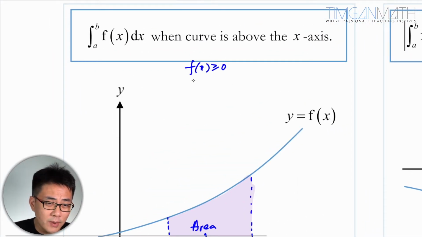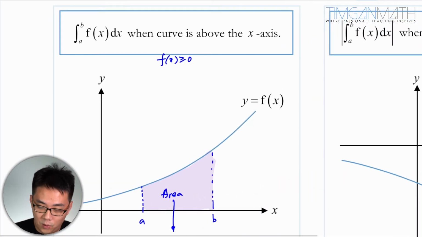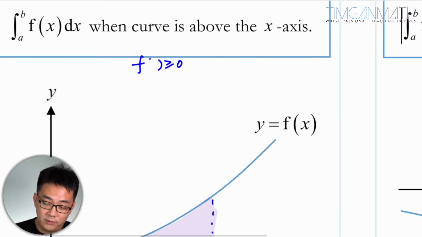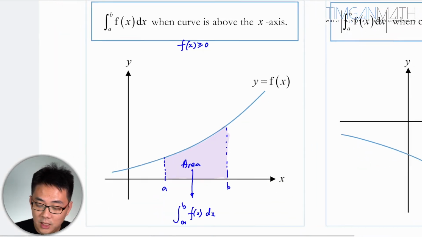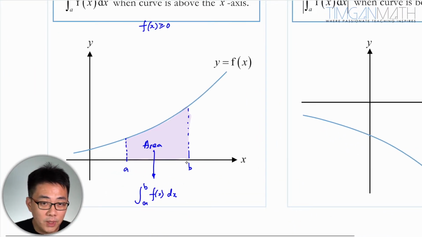You don't need to know this, but essentially it just says that the curve is above the y-axis. So f(x) bigger than 0 just means the curve is above the x-axis here. So generally, if you want to find the area here, this is pretty straightforward. Make sure that you're integrating from A to B here.